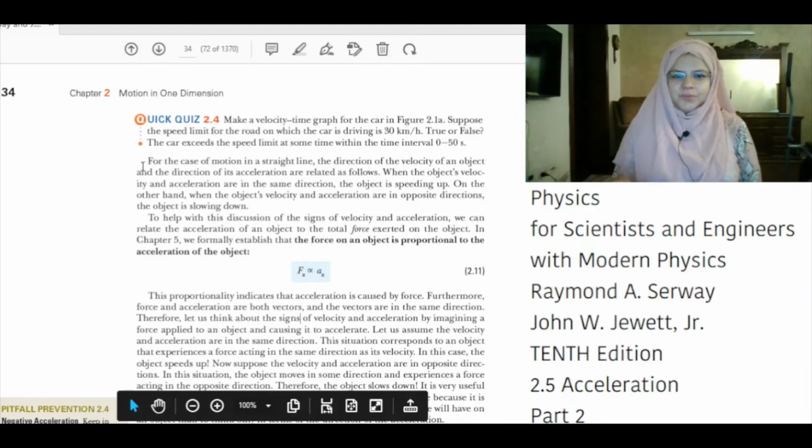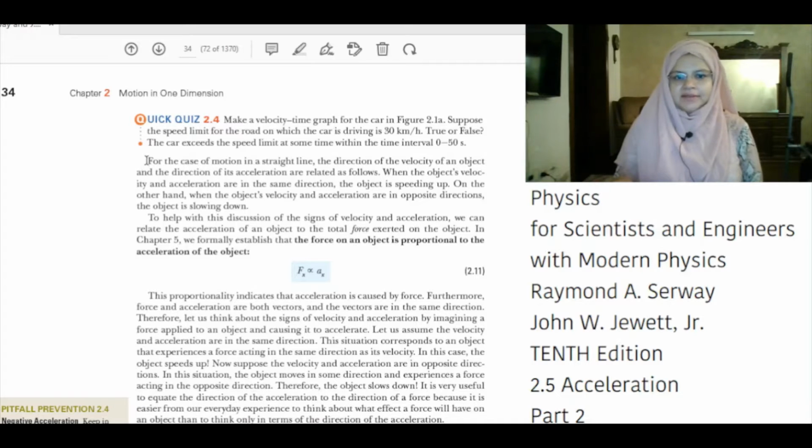For the case of motion in a straight line, the direction of the velocity of an object and the direction of its acceleration are related as follows. When the object's velocity and acceleration are in the same direction, the object is speeding up. On the other hand, when the object's velocity and acceleration are in opposite directions, the object is slowing down.